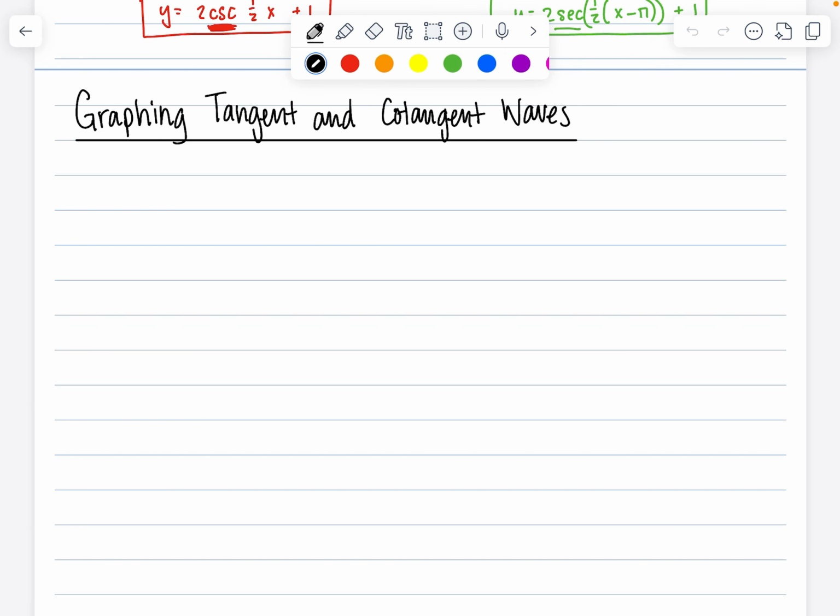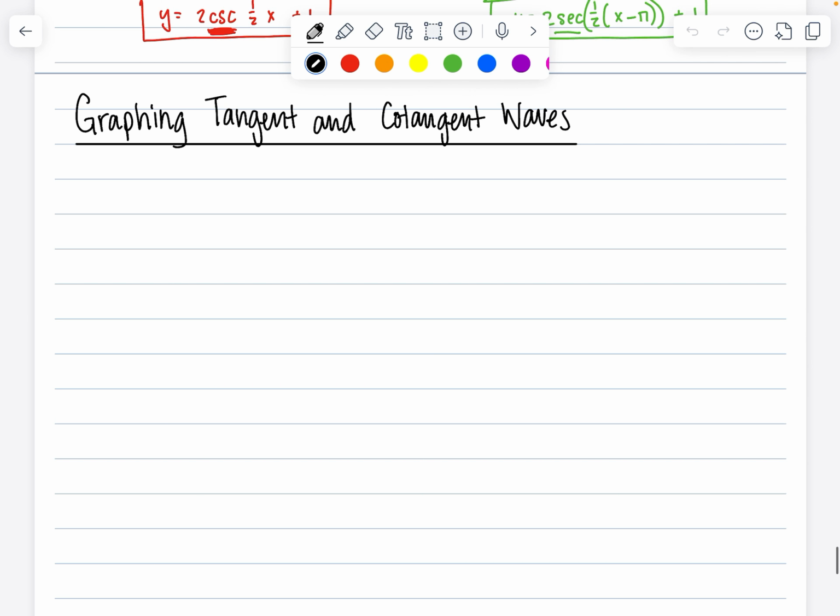Hello and welcome to a video lesson on graphing tangent and cotangent waves. We've talked about graphing secant and cosecant, and you use sine and cosine to actually graph those. Tangent and cotangent are very much related, like how secant and cosecant are. One is a reflection and a phase shift of the other, and vice versa. But you'll see what I mean when we go into Desmos.